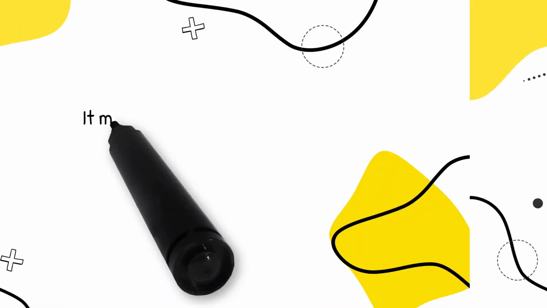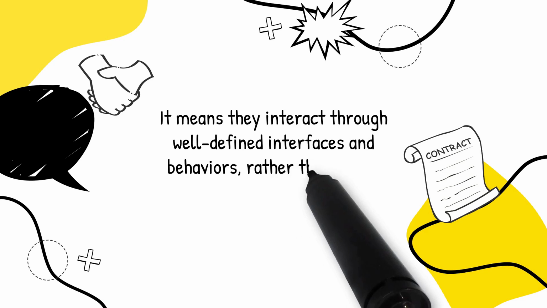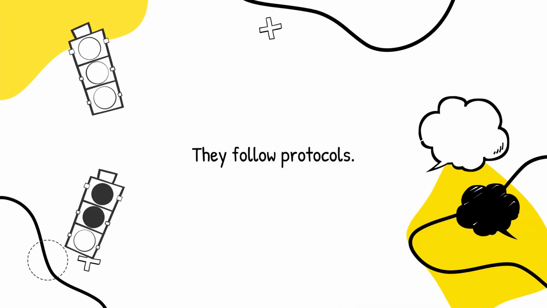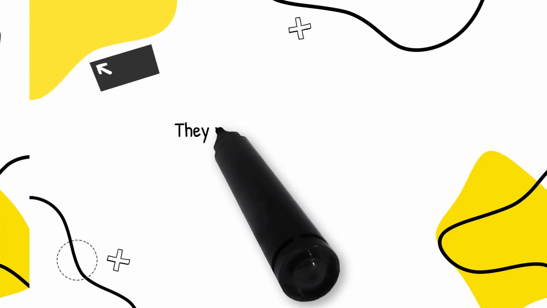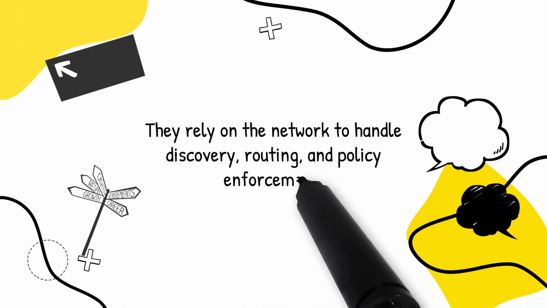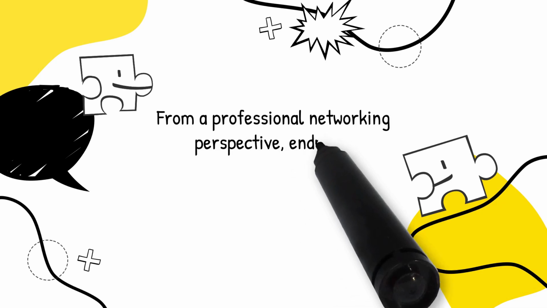However, endpoint independence does not mean endpoints are unaware of each other. It means they interact through well-defined interfaces and behaviors, rather than direct dependency. They follow protocols. They respect contracts. They rely on the network to handle discovery, routing, and policy enforcement.